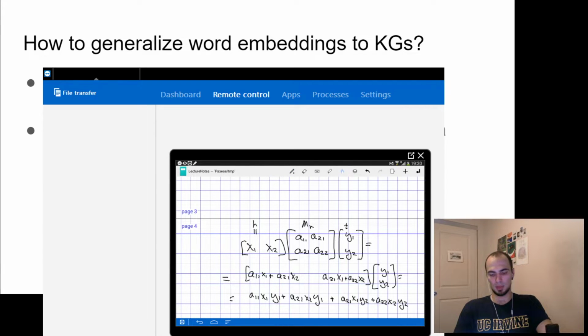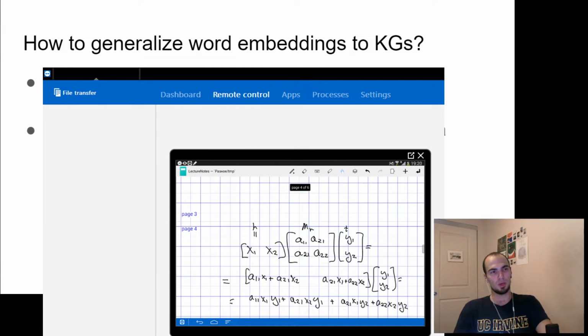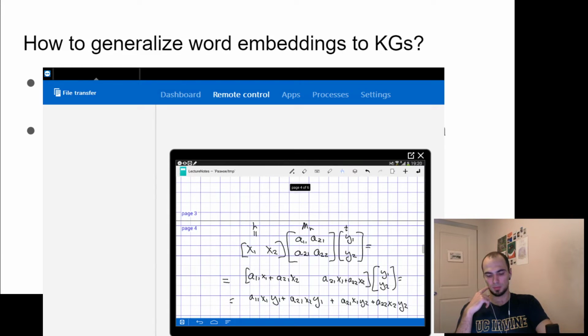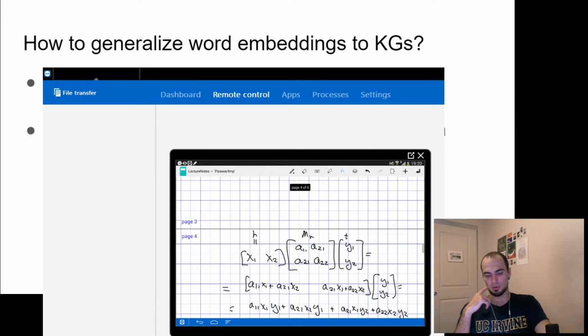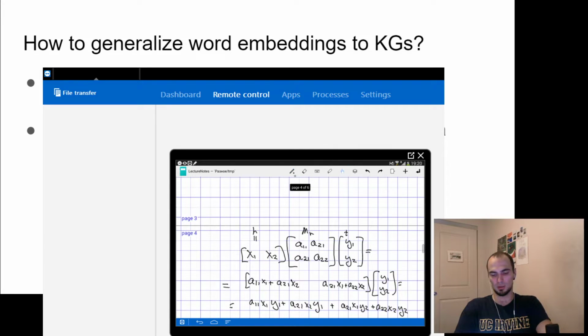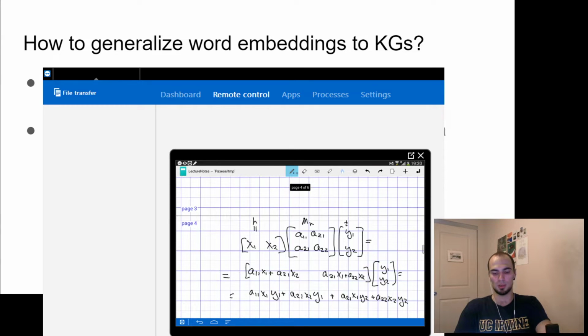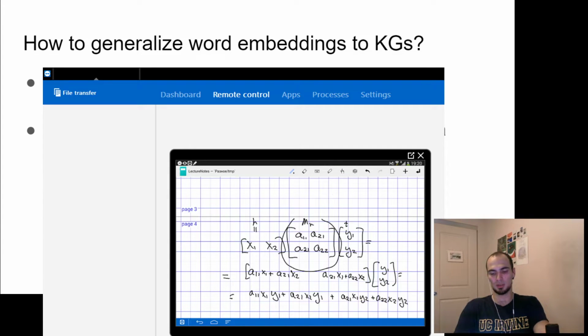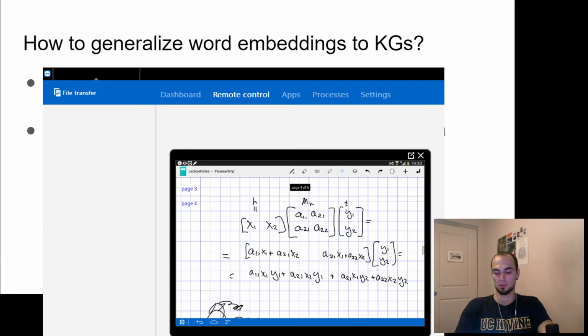When you multiply those matrices and vectors in this way, you're getting just a single number. This number can be used as a score for this triple. And what is nice here is that you could have different matrices for different relations. You could have the hate matrix that, when multiplied by those vectors, is supposed to give you a low number if people don't hate each other, and a high number if people do hate each other. And you could have a like matrix that does the same thing for the relation of likes.